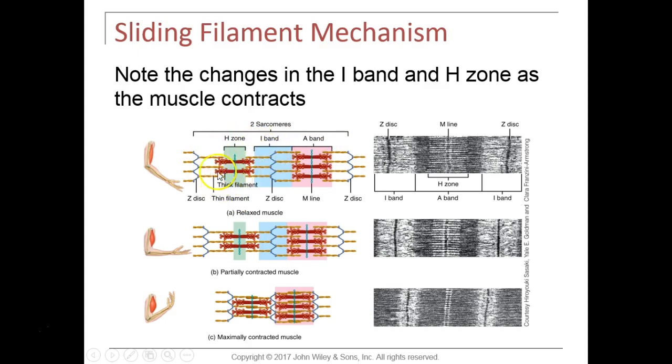And we can see then we have our I-band and our A-band, so forth and so on. Up here represents a relaxed muscle. So if you notice, the distances between the I-bands and the H-zone and the A-band all change when the muscle contracts. Really, the I-band and the H-zone is what changes. The reason for that is because the I-band is defined as the area where we only have thin filament.